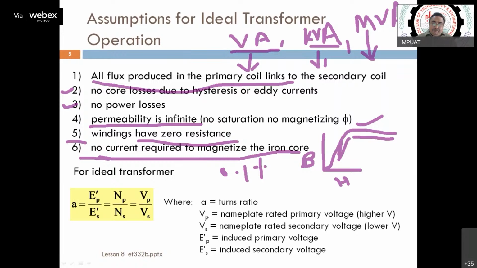Truly speaking it should have 100%, but if we can neglect the losses, then we can make it an ideal transformer. And for an ideal transformer, the turn ratio is nothing but EP dash upon ES dash, which we have already derived, or the number of primary windings upon the number of secondary windings. And since in an ideal transformer EP dash is equal to VP, VP is what? Applied voltage. And what is VS? VS is the voltage across the load.